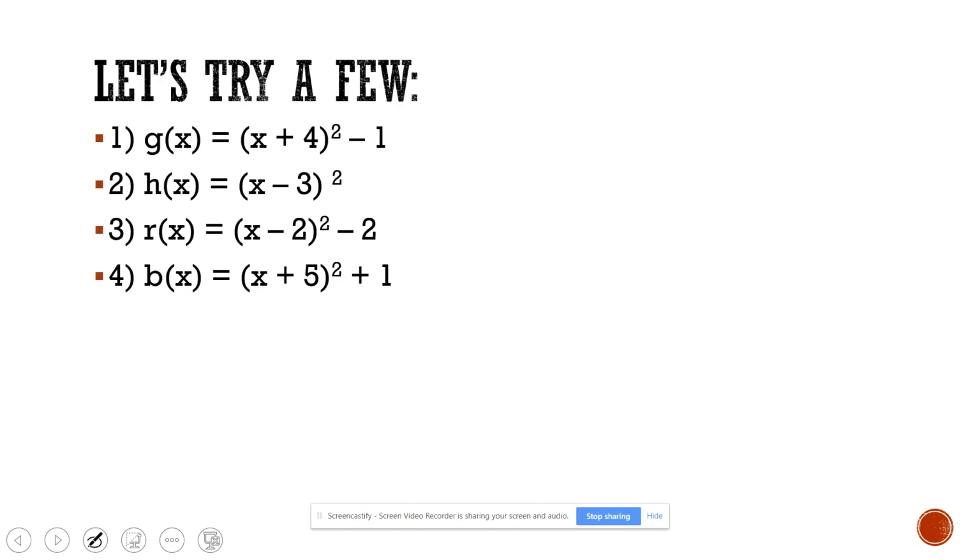Let's try a few. If I'm looking at example 1, there's nothing here in front, so there's no reflections, no stretches or shrinks. So this plus 4 means we went left 4, because remember, x's lie in the parentheses. The minus 1 is down 1. That also means the vertex of this parabola is at negative 4. Remember, we went left 4, so it's negative 4, negative 1.